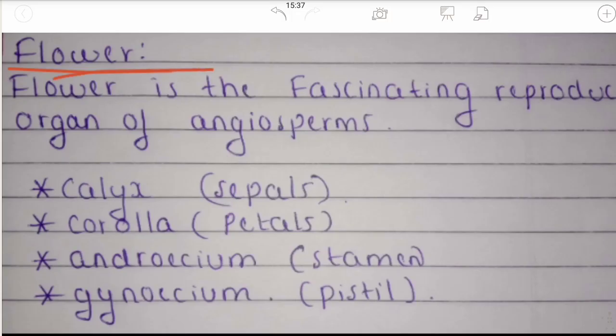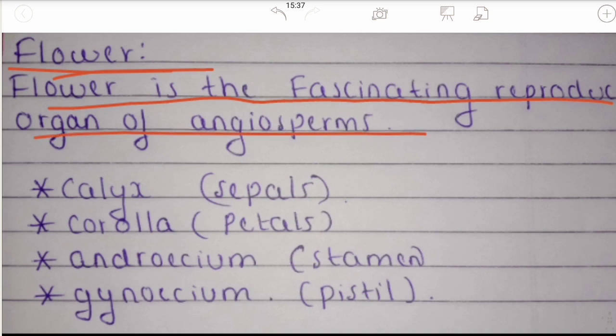Flower. Flower is the fascinating reproductive organ of angiosperms. It consists of the male reproductive part and the female reproductive part. The male reproductive part is androecium and the female reproductive part is gynoecium.